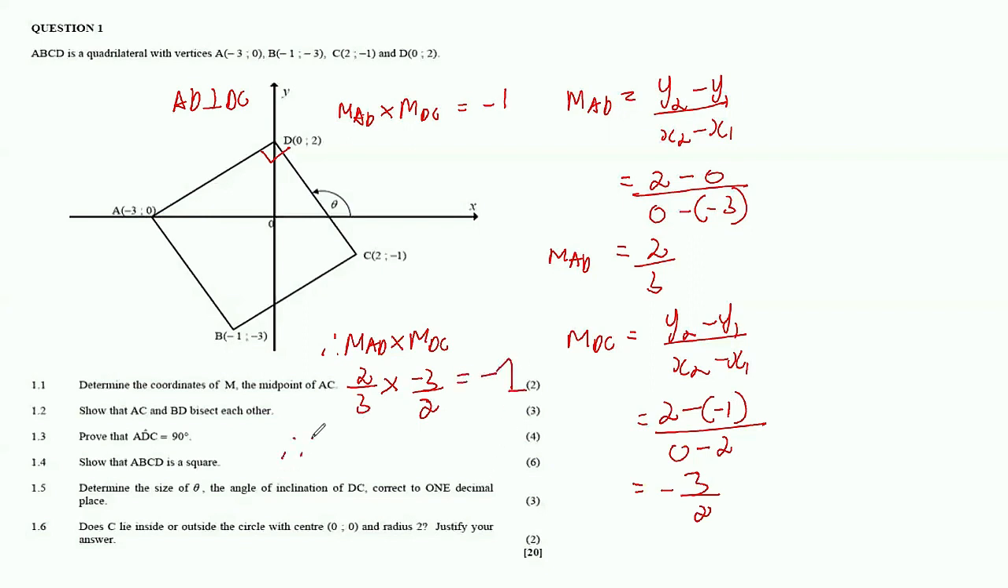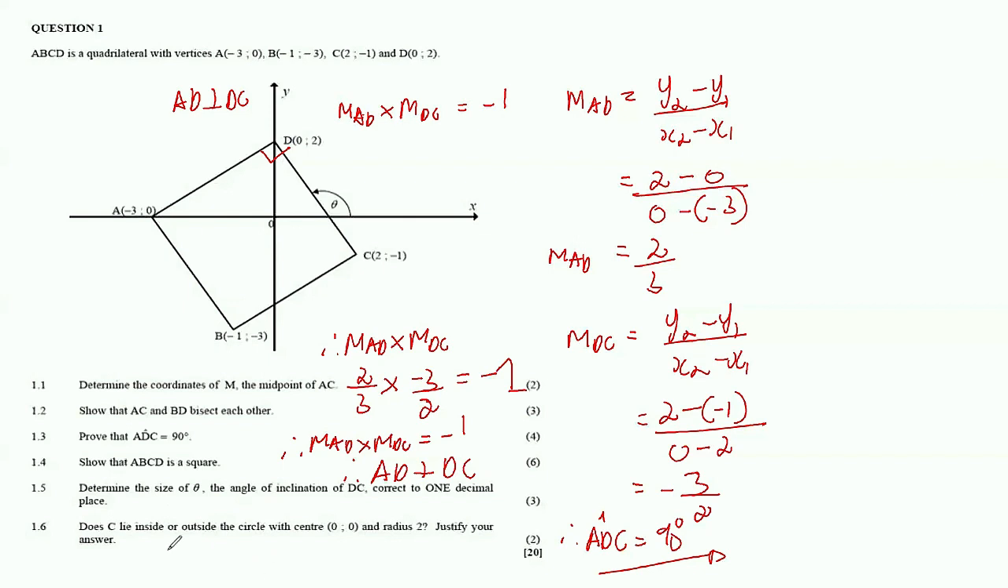Now, since we have proven that the gradient of AD multiplied by the gradient of DC is equal to -1, this tells us that AD is perpendicular to DC. And if AD is perpendicular to DC, what do we know? That means angle ADC has to be 90 degrees, right? And just like that, you have answered that question for a total of 4 marks. So that's just how you were expected to go through that question.